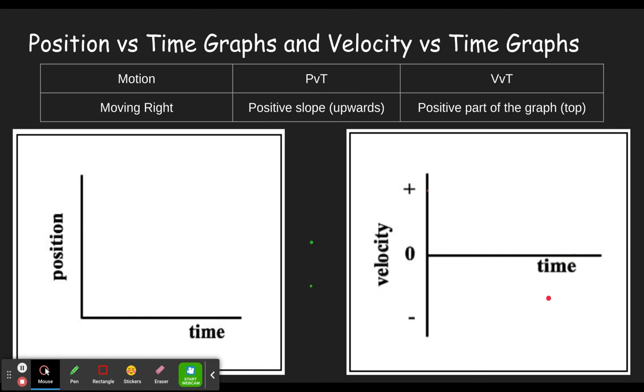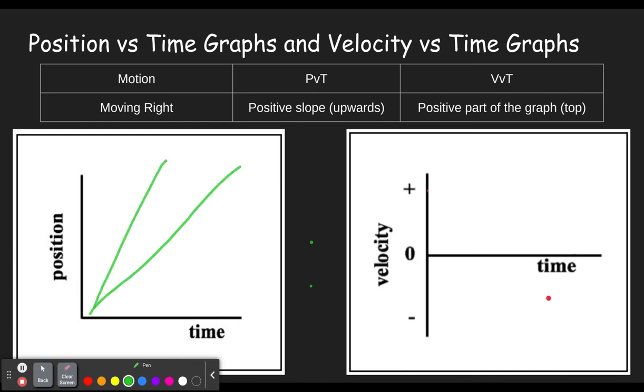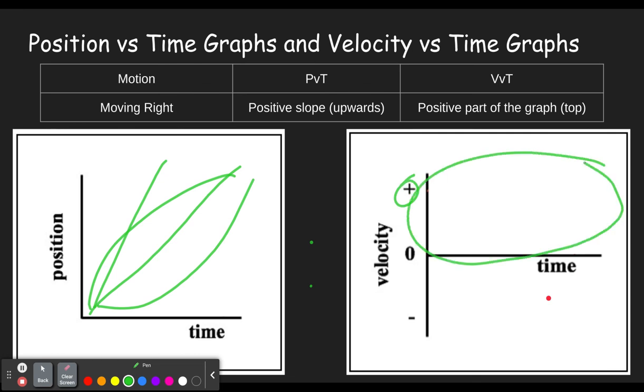There we go. So if the object is moving towards the right, that's in the positive direction, it's going to have a positive slope. So something like this, like this, like this, like this. Anything that's sloping up will be a positive direction. Same thing over here. That just means your velocity is in the positive direction. So your graph is anywhere up in here.